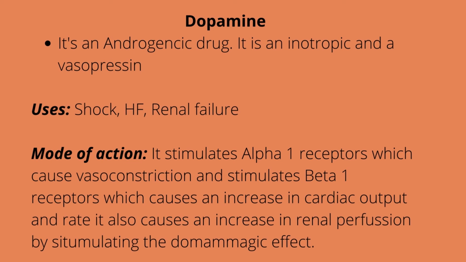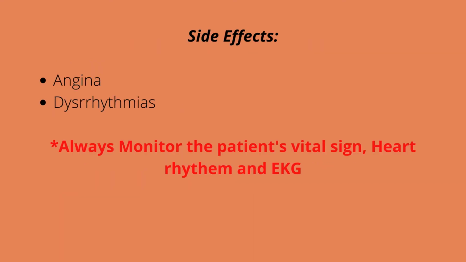Its mode of action is it stimulates alpha-1 receptors, which cause vasoconstriction. It stimulates beta-1 receptors, which increases the cardiac output and heart rate, as well as it stimulates the dopaminergic effect, which helps increase the renal perfusion. So it increases everything, right? And we increase everything in the heart. So side effects for this will be angina and dysrhythmias because we're increasing everything. And we always place this patient on an EKG. We monitor their vital signs as well as their heart rate.